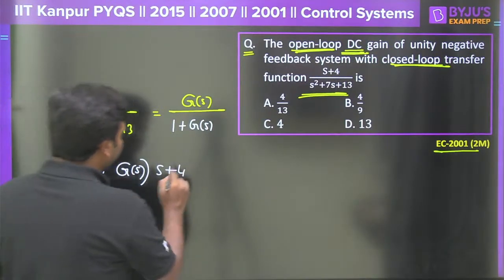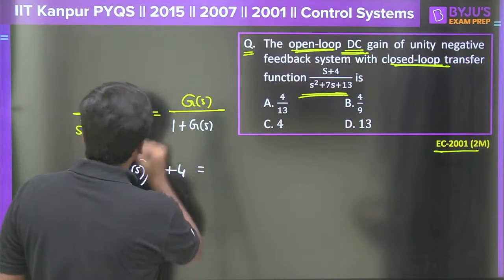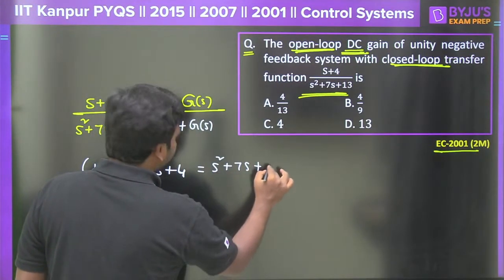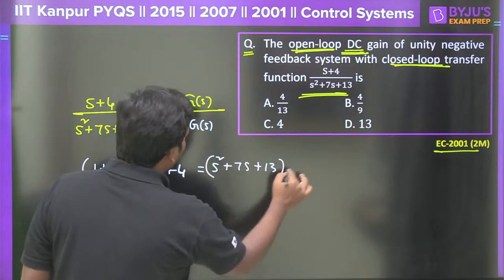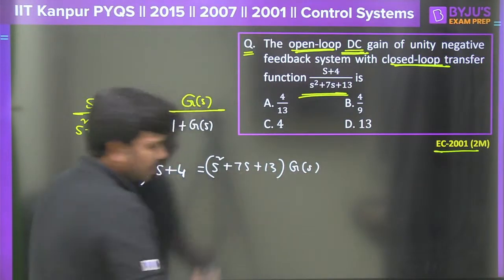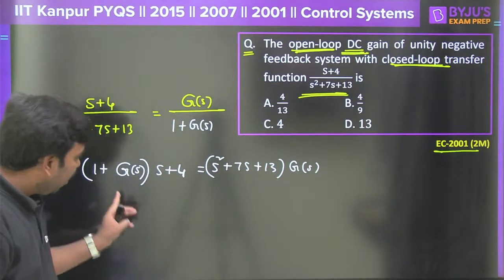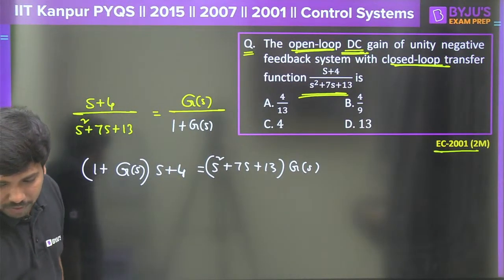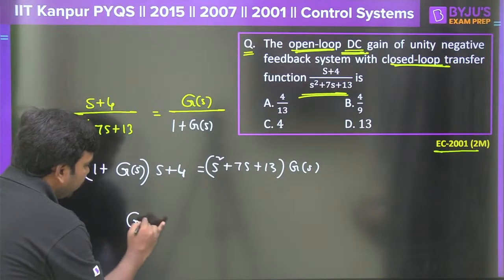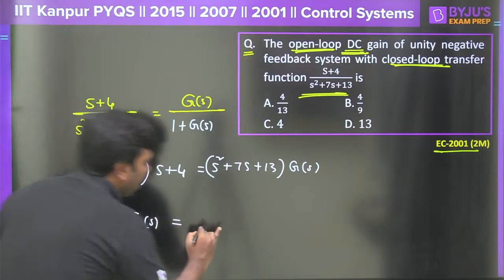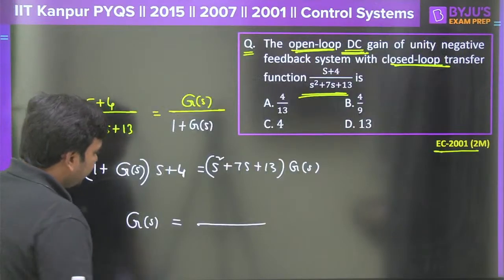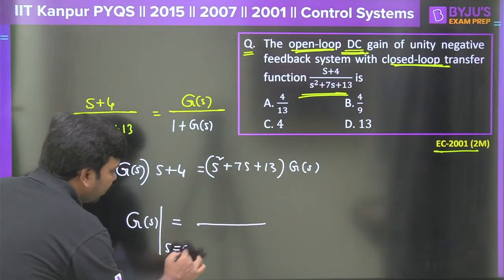I appreciate you. So (s plus 4) on one side, and on the right side we have (s square plus 7s plus 13), which must be multiplied by g of s. Clear? This is so simple. I feel that all of you can easily get g of s from here. Definitely g of s will come as some transfer function. Then it's very easy. Just take s equal to 0 in that.